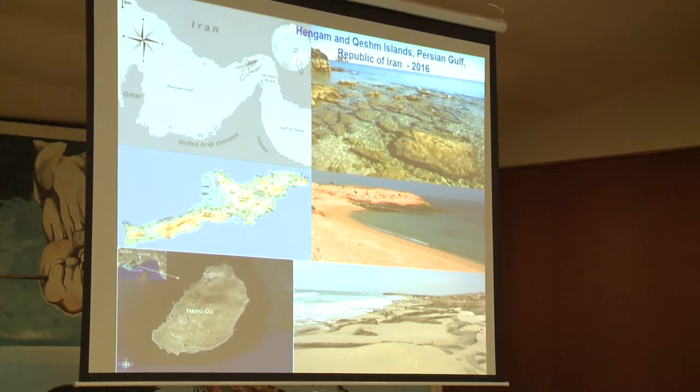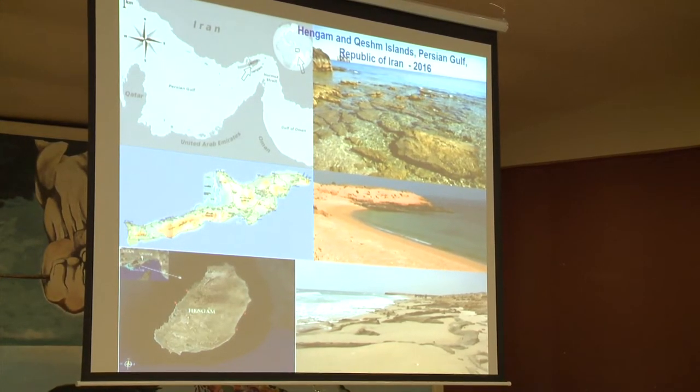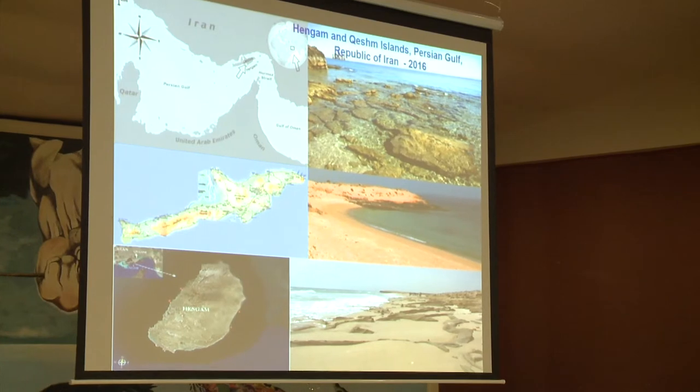We also decided to compare Chelonia mydas from another part of the world, the Persian Gulf, where there is a very, very big colony of Chelonia mydas, and to compare the microcommunity of this turtle with the Chelonia mydas on this side of the world, in the Caribbean.